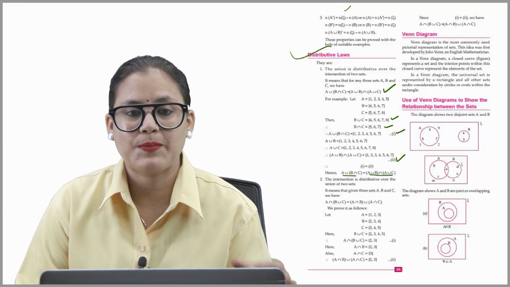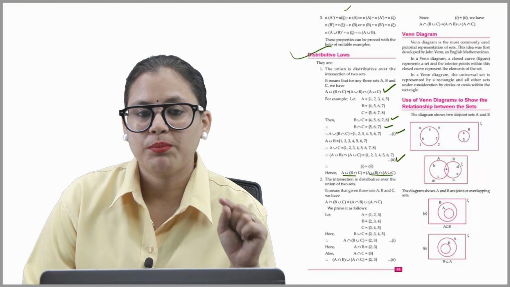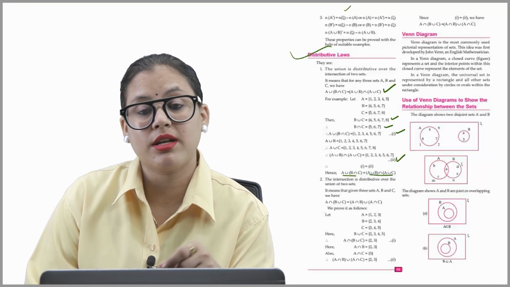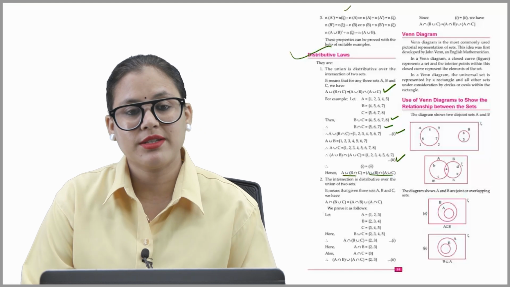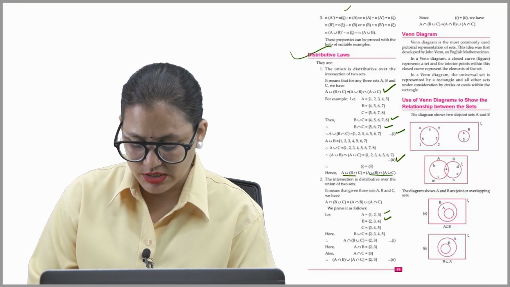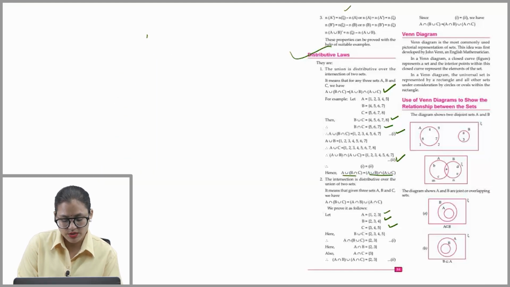It means that given three sets A, B and C, we have A intersection (B union C) is equal to (A intersection B) union (A intersection C). So let's prove this. Let A be equal to {1, 2, 3}, B equal to {2, 3, 4} and C equal to {3, 4, 5}. So B union C is what? B union C is {2, 3, 4, 5}, right?